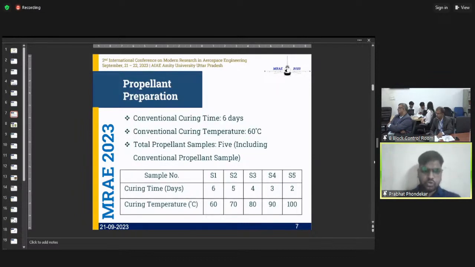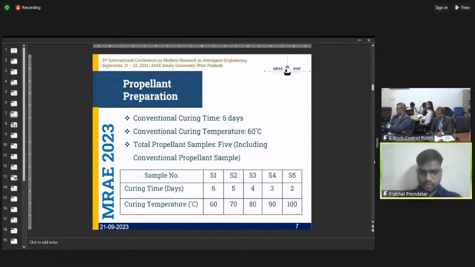As I have told you, the traditional, or conventional, curing time is 6 days and the curing temperature is 60 degrees Celsius. For my study, I have increased the curing temperature and decreased the curing time. I have taken 5 cases, including the conventional case.